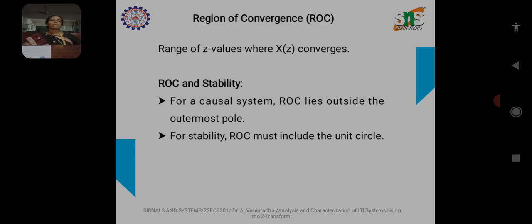One important topic in Z transform is ROC. It is the region of convergence, means the range of values over which the X of Z converges. ROC and stability. For a causal system, ROC lies outside the outermost pole. For a stable system, the ROC must include the unit circle. So the ROC is not simply a parameter, it decides the stability and causality of a system.